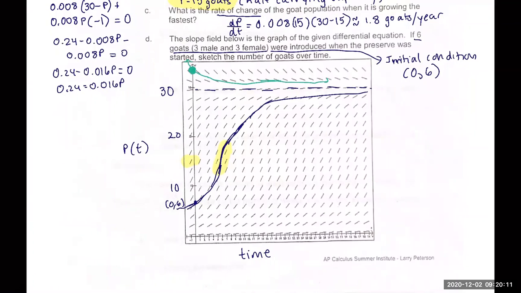An example of what that might be is, for example, if you had a game preserve that had resources that only supported 500, or in this case 30 goats, but you introduce 60 goats into it. What's going to happen to those goats? Are they going to continue growing if the resources are only enough to support 30? Would you anticipate that the population over time is going to increase, or would it decrease? What do you guys think if the resources only support 30 goats?